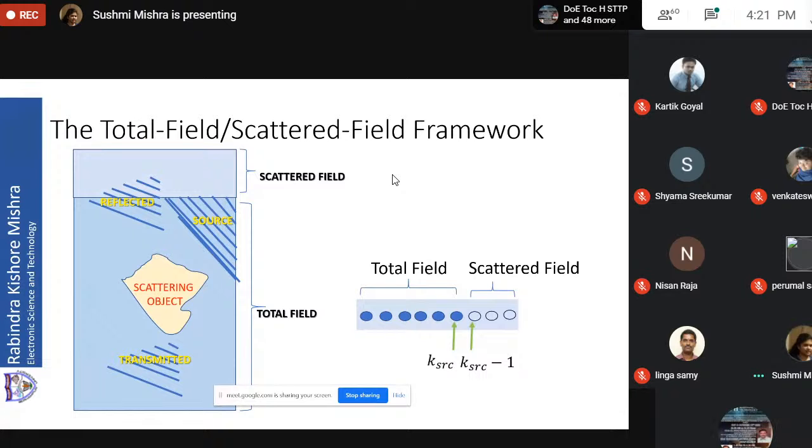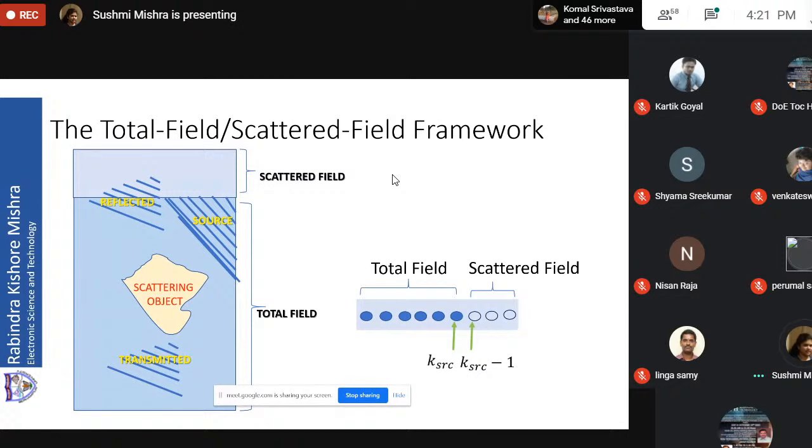If you have a normal object, some scattering object is there. There will be a source. From the source, the EM wave will come to the scattering object, get reflected, get transmitted, get reflected and transmitted through the object. So there is a typical problem. This is called a total field scattered field framework. Typical problem is that the side where your source is there will also experience the reflected wave or scattered wave, while waves transmitted through the object will pass away. There is no problem.